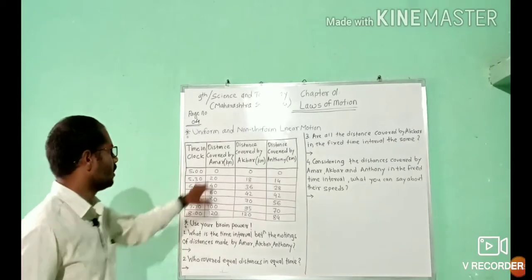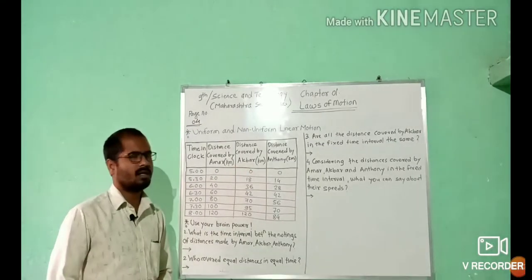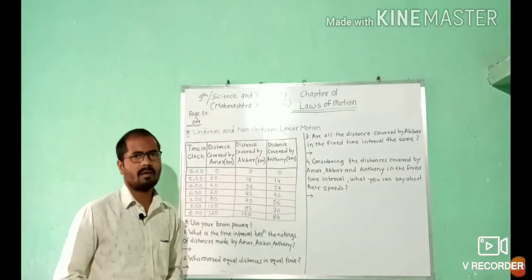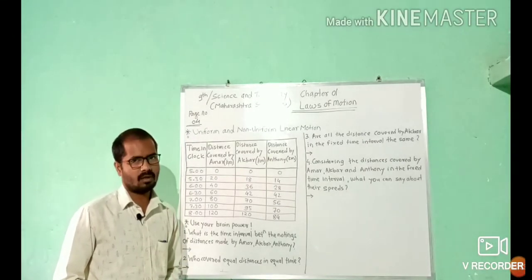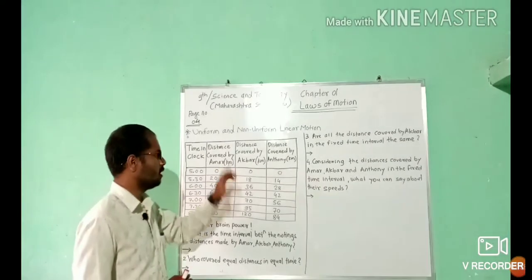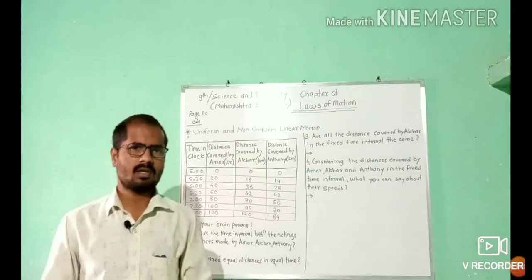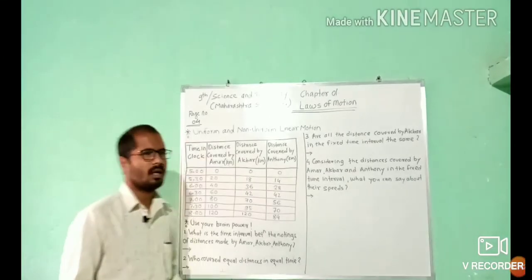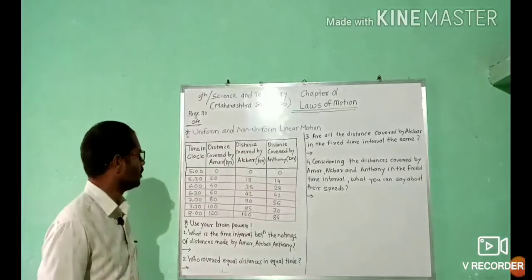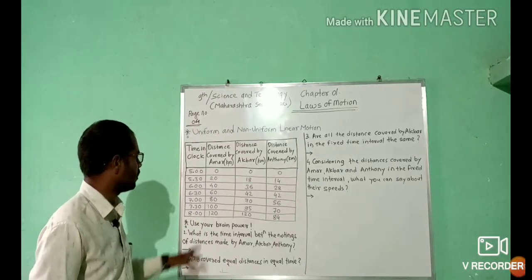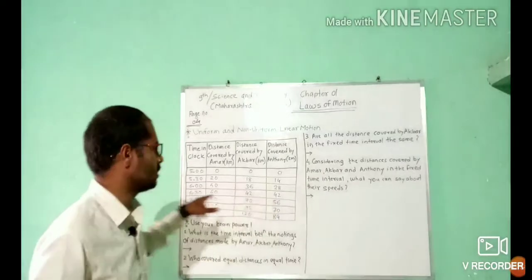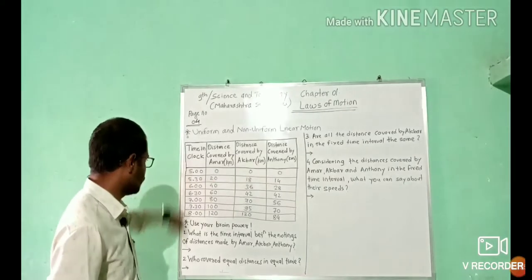Here Amar, Akbar and Anthony are three friends. Those three friends are traveling by different cars with different velocities. Whatever the distances covered by Amar, Akbar and Anthony are given in the table, and the time required to cover that distance for each individual is also given there.